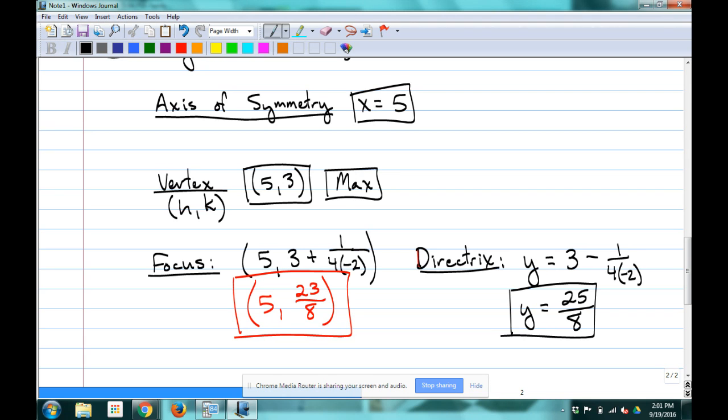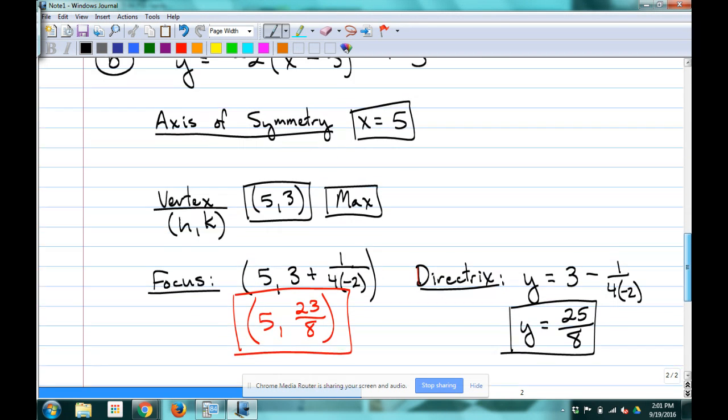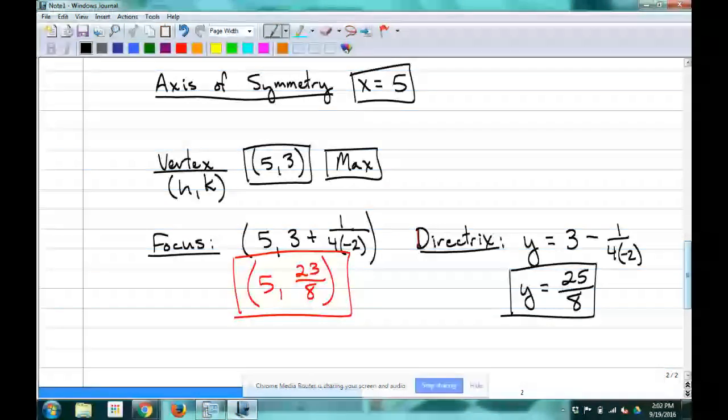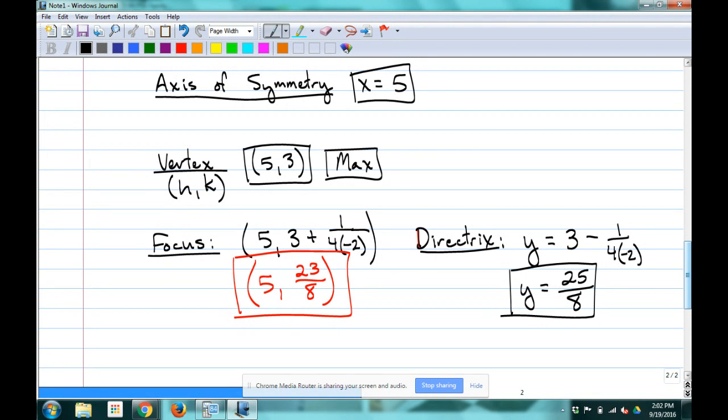And depending on what a is, that determines what's going to happen. All right. So those are the things I want you to find today. And the maximum and the minimum also tells you which way the parabola opens. If it's a maximum, it opens down. If it's a minimum, it opens up. We should know that already.